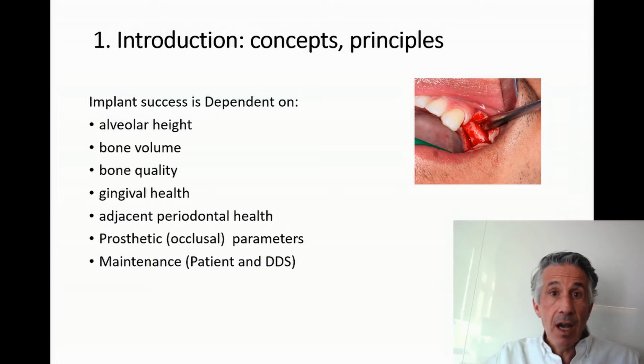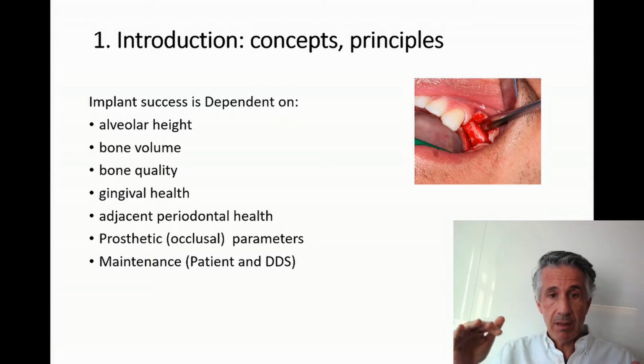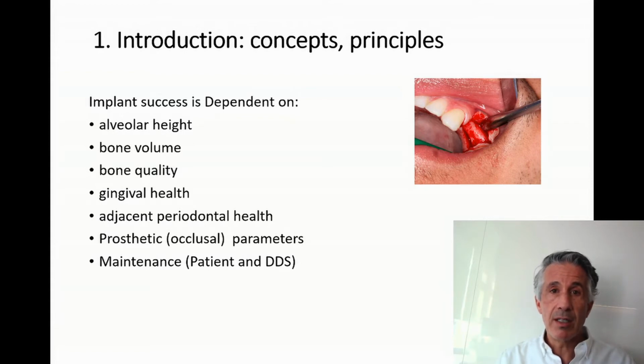So the success of the implant in the bone depends obviously on a number of things: the volume of the bone, the height, the width, the length, the depth, the quality of that bone, the quality of the person's health on that bone. Smokers, diabetics, osteoporotics, that all has an influence. Also the gingival, the adjacent tissue, not only on the site itself, but the adjacent teeth.